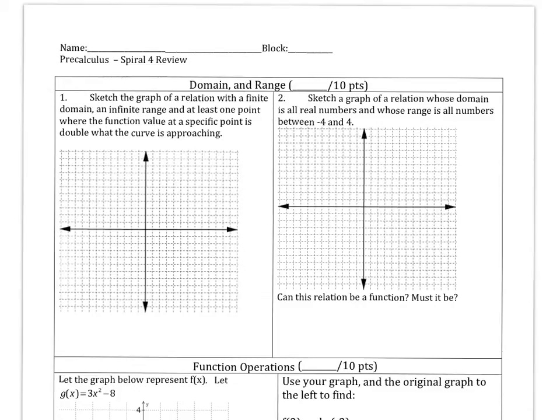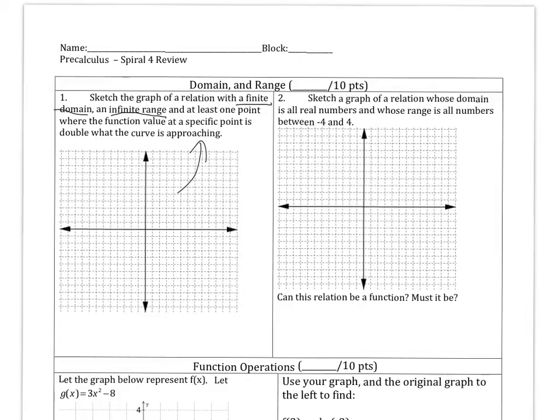Alright, sketch the graph of a relation with a finite domain. That means it's going to be limited in terms of x. An infinite range, that means it's going to go off the graph in terms of y. And at least one point where the function value at a specific point is double what the curve is approaching. Wow, did I really have to make this that hard? Okay, I'm going to draw this first and then explain why this might work.